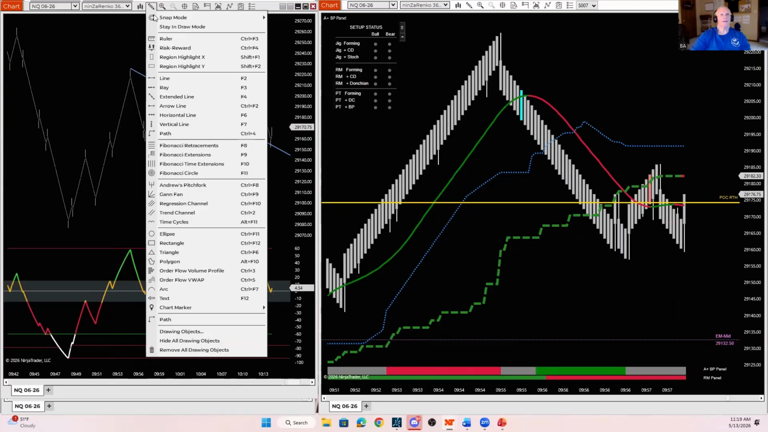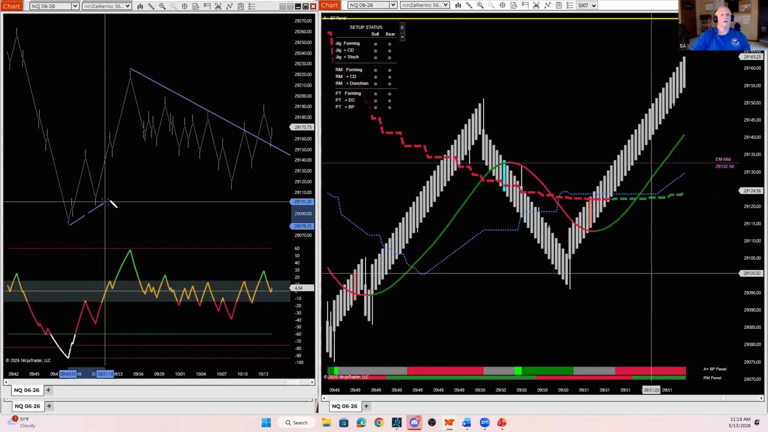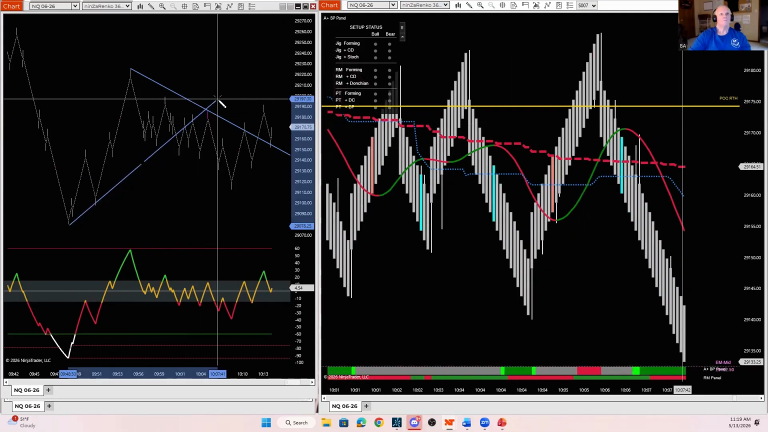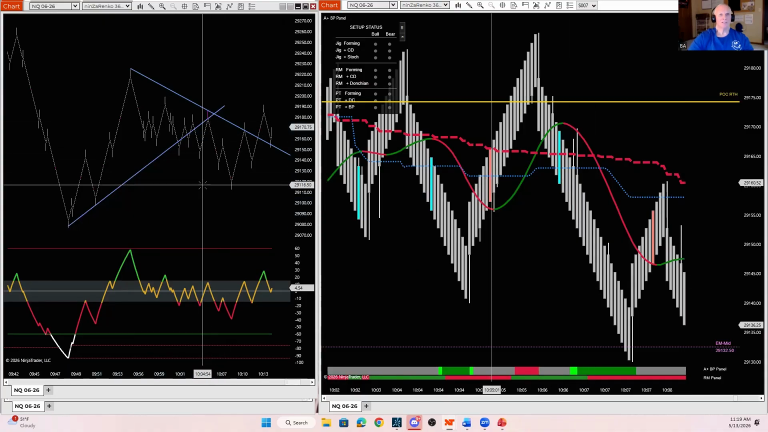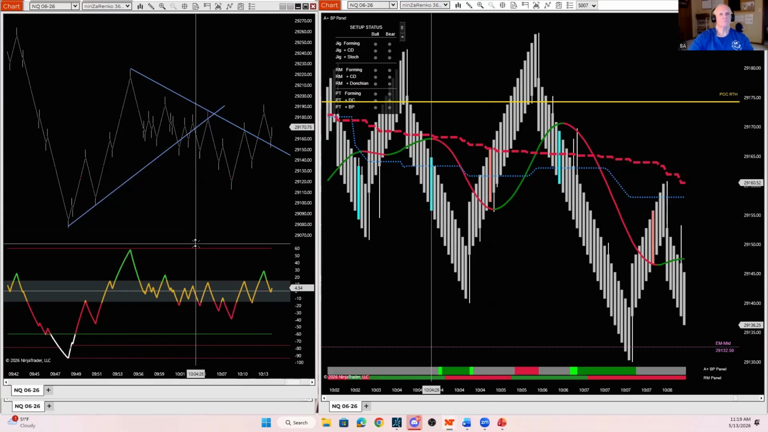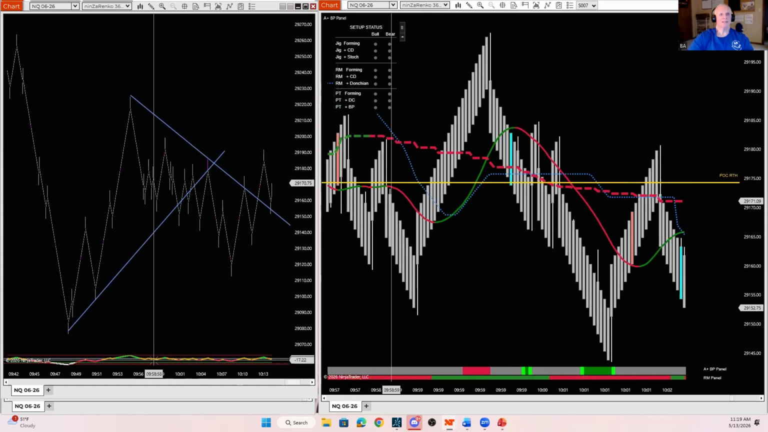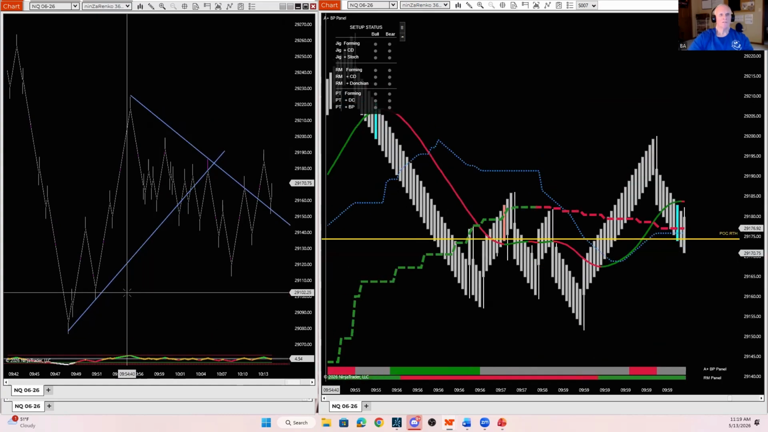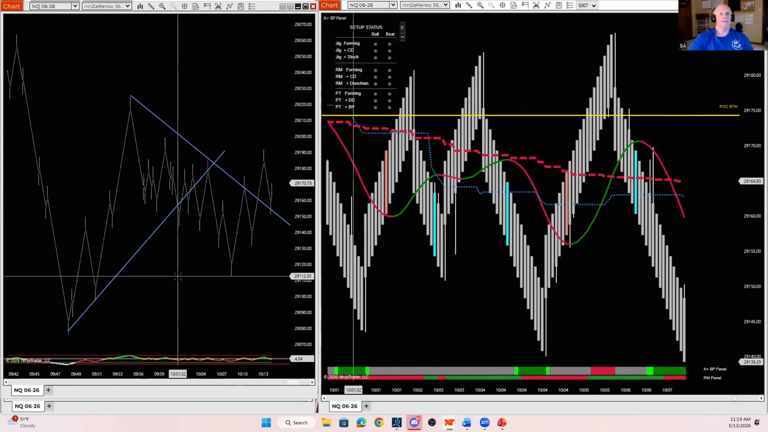Let's take a look at some of these. The key point I want to make on the trend line, and this is a really good example, is that, let me close this down so you don't get confused. These are independent of each other. So the trend line has nothing to do with this divergence tool.